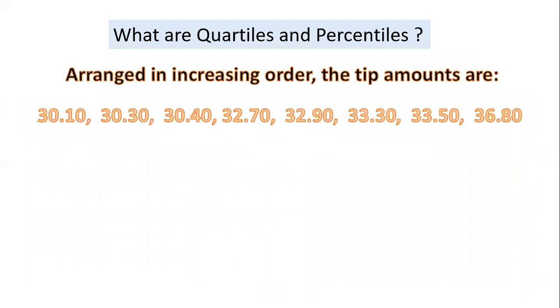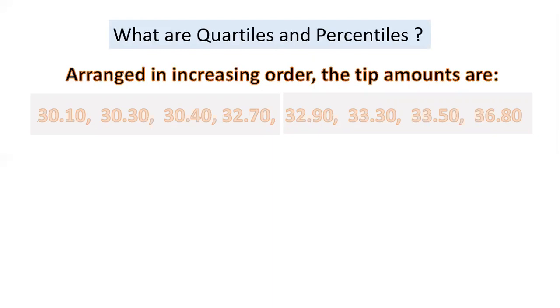We're going to talk in these next few slides about some things called percentiles and quartiles. Now, if we take those 8 daily tip amounts for Beth and arrange them in increasing order, we can see that list there. We can use that to find the median value. There's the lowest 50%, or lowest 4 values. And there on the right, we have the upper 50%.